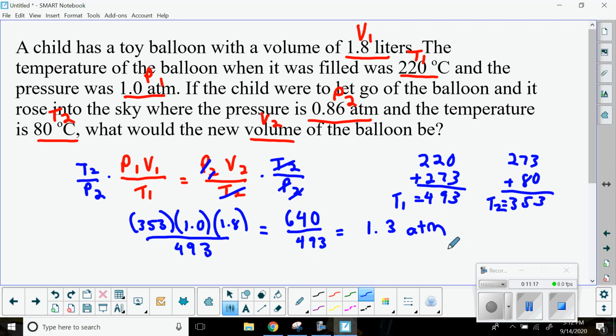So hopefully that's going to talk you through Gay-Lussac's law and the combined gas law. We've got one more to go, folks, and that's the ideal gas law coming up next.